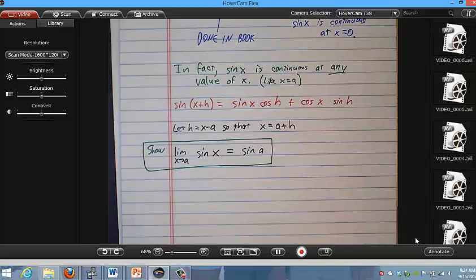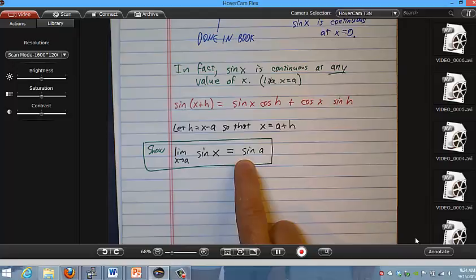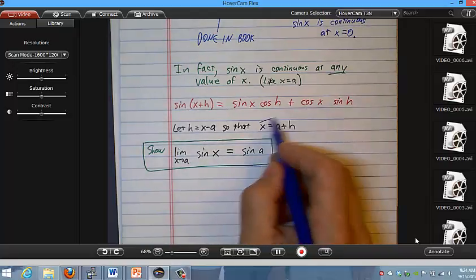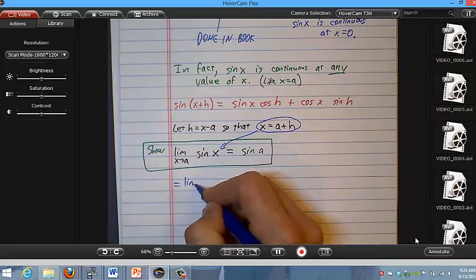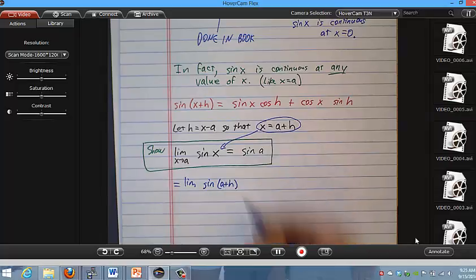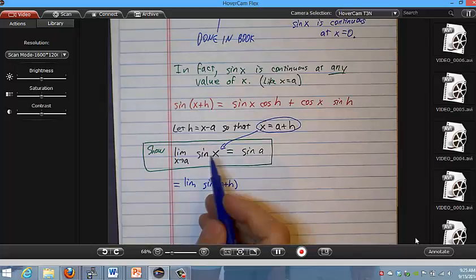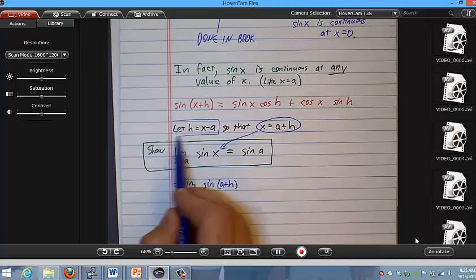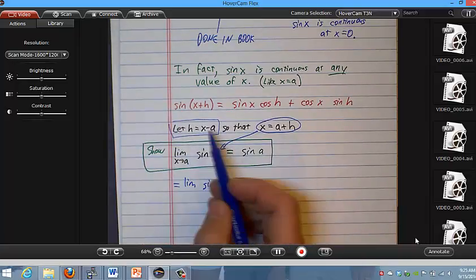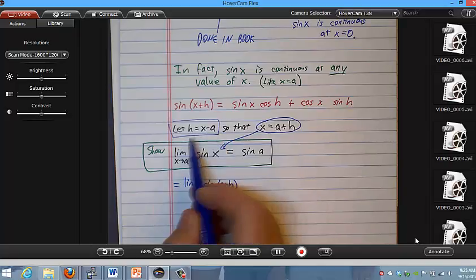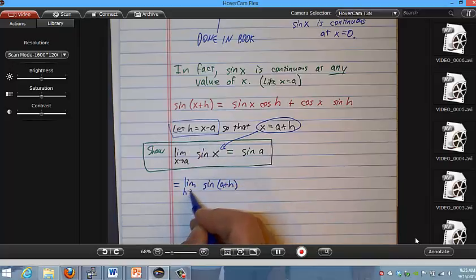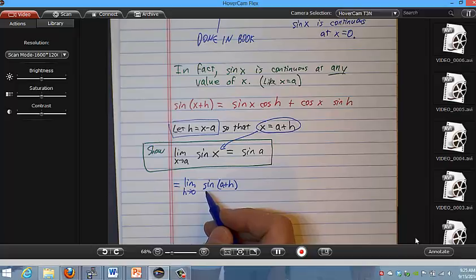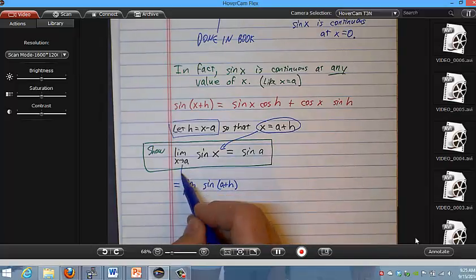All right. So now the point is, I'm going to take this and try and make it equal the sine of A. And from their hint, x is equal to A plus h. So we're going to plug that in here. This equals the limit of the sine of A plus h. Not x anymore, but A plus h when I do this. And the point is, if x is getting close to A, this is getting close to A minus A. And A minus A is what? 0. So h is getting close to 0. So you need the fact that this is equal to that.